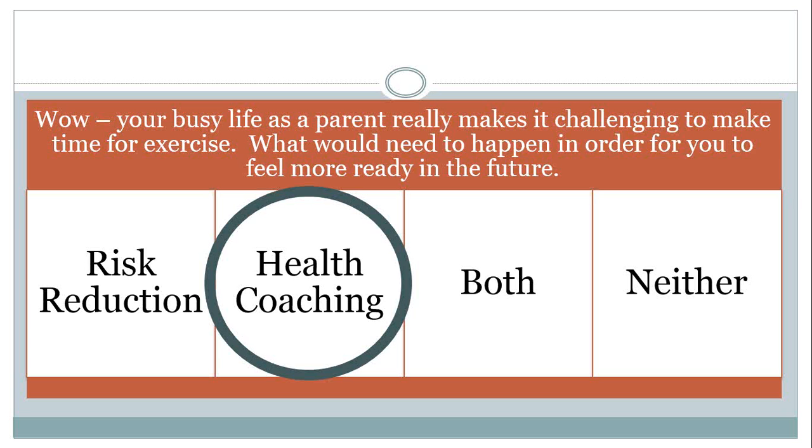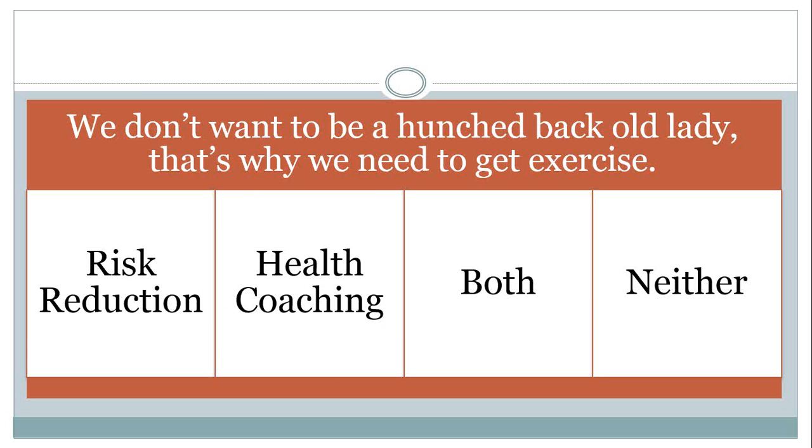Okay, the next sentence. We don't want to be a hunchback old lady. That's why we need to get exercise. So this falls under neither risk reduction or health coaching. What we are doing in this kind of phrase is putting a value on a behavior. Now that client may or may not value being hunchbacked when they are older. That might not be their motivator to get exercise.